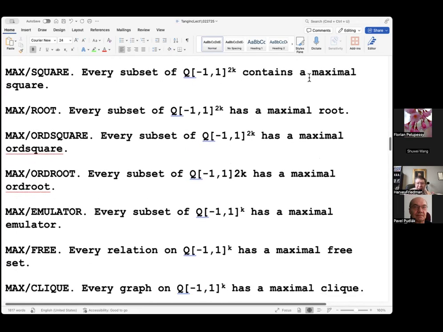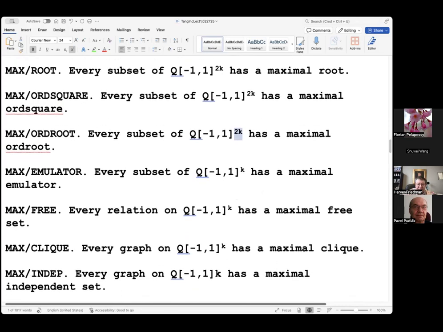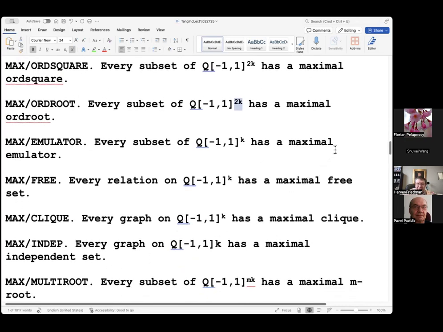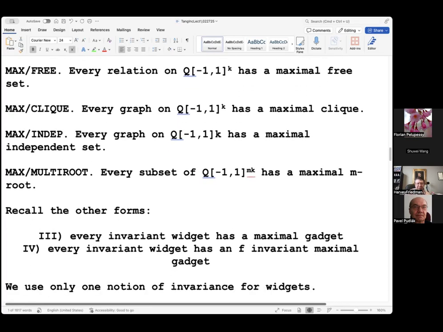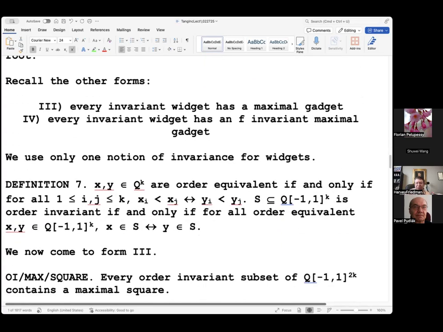Every subset has a maximal square, maximal root, maximal Ord square, maximal Ord root, maximal emulator, maximal free set, maximal clique, maximal independent set, maximal M root. Okay. Now there are 2 more forms left.